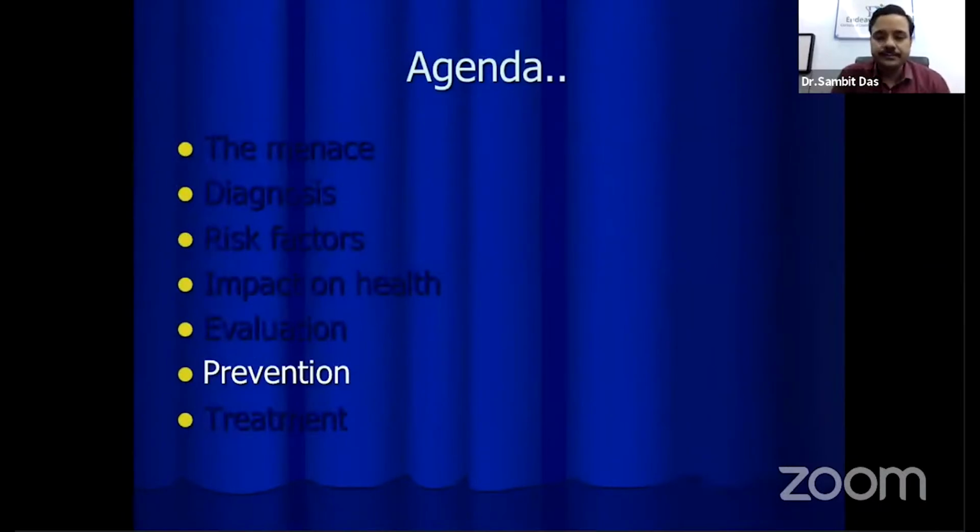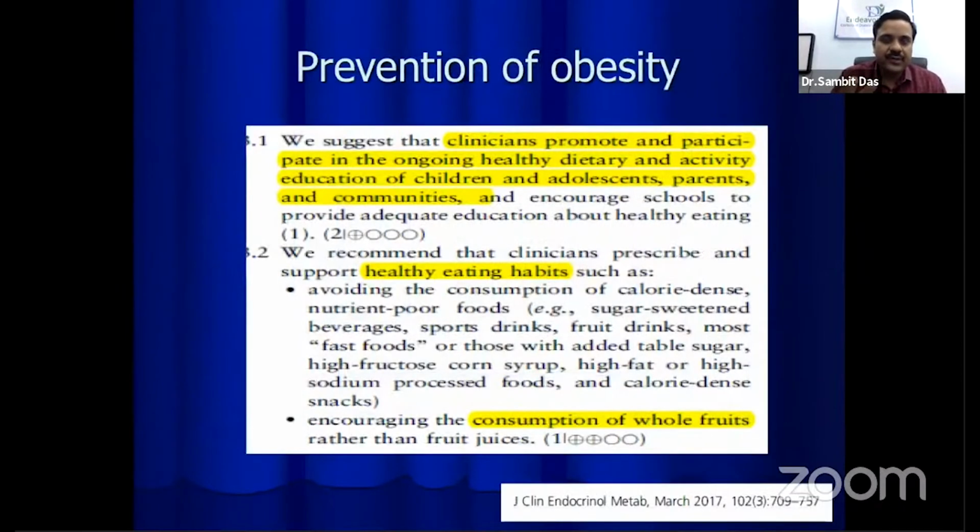Coming to prevention, I'm talking first about prevention because the first part of the treatment also involves the preventive strategies like lifestyle modification, diet, and exercise. For prevention of obesity, the Endocrine Society practice guideline clearly mentioned that clinicians should promote and participate in the ongoing healthy dietary and activity education of children and adolescents, parents, and communities, and that should start from the school itself. And the school should be encouraged to provide adequate education about healthy eating. I think that's very important, especially in part of India.